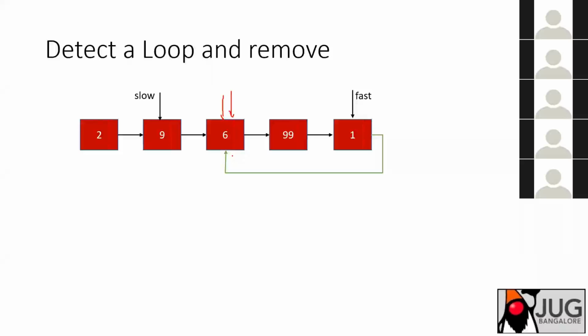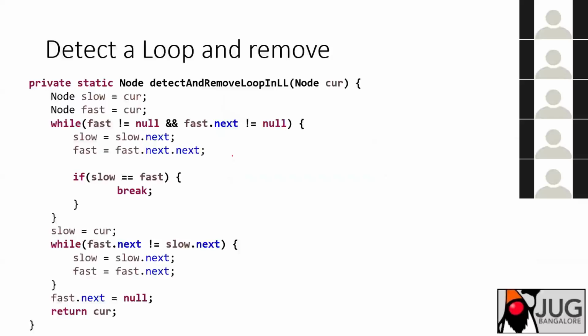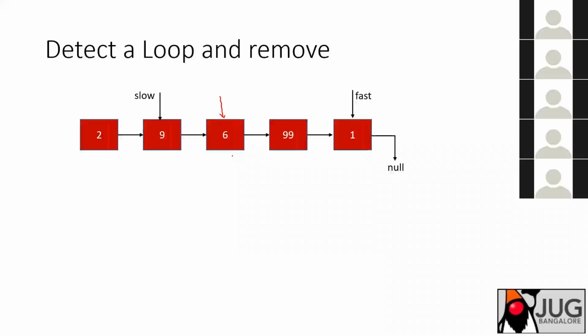Once you detect the loop, move the slow pointer back to the head reference, where the linked list has begun, and then start moving at the same speed, one node at a time. They again meet at a point where both are pointing to the same reference where the loop has begun. So the loop has begun from 6. The earlier node you need to mark as null. So here, instead of fast moving back to 6, I will mark that as null, because its next is nothing but where slow has already moved.